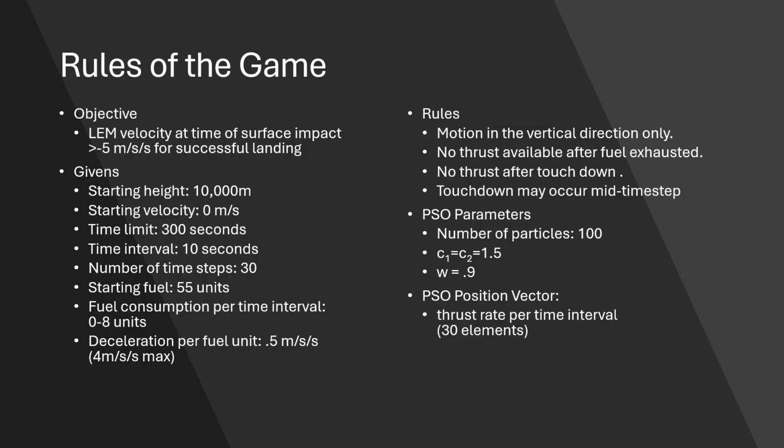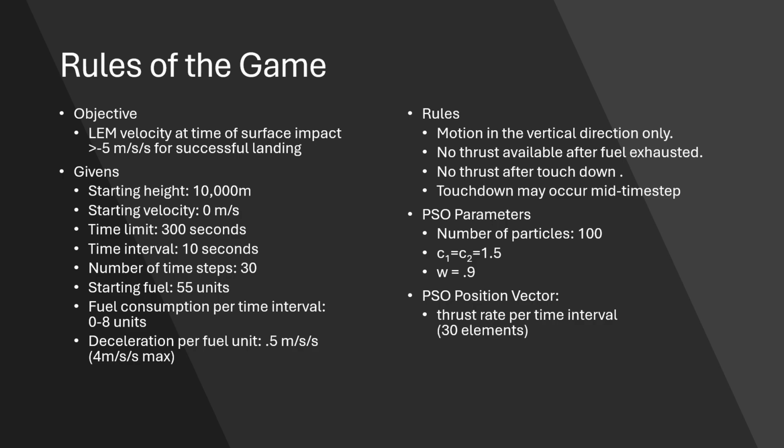Here are the rules of the game. The objective is to land the LEM with a velocity at time of surface impact of greater than -5 meters per second for a successful landing. I say negative here because when we're decreasing our height, we are going down, and so the velocity is going to be negative. If we're moving away from the moon, the velocity is going to be positive. In this case, we want a velocity of greater than -5 meters per second at time of landing.